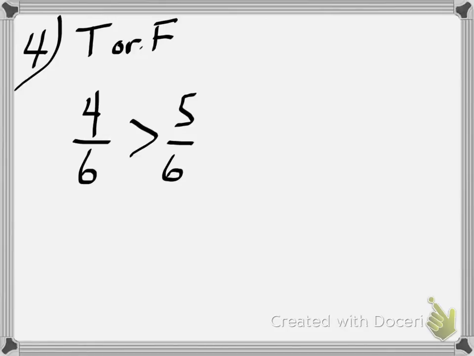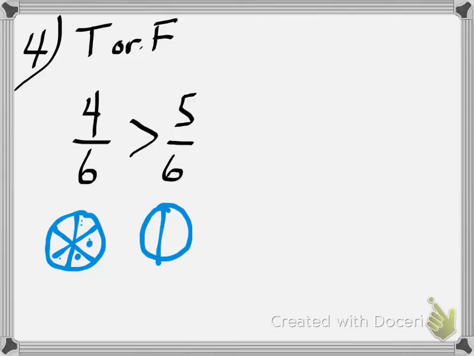This is true or false. 4/6 is greater than 5/6. These are the same exact size pieces. There's 6. 1, 2, 3, 4. And then these are 1, 2, 3, 4, 5, and this one's 1, 2, 3, 4. So we can see 4/6 is less.